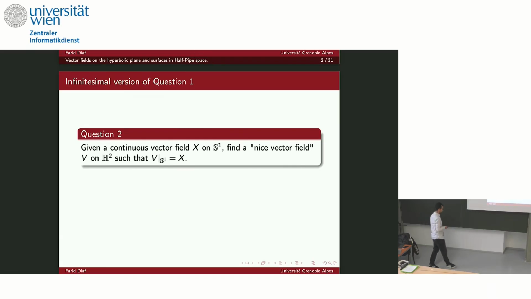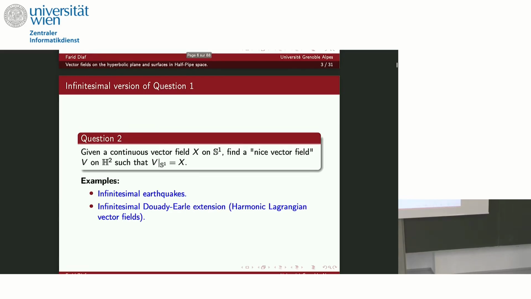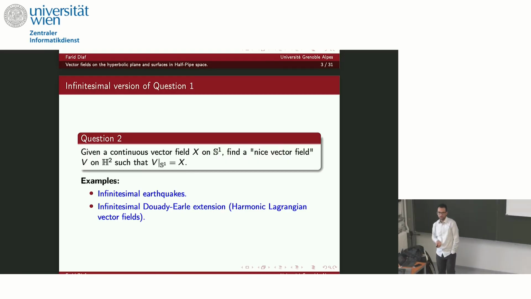Now I have a second question, which is an infinitesimal analog of the first one. This time I pick a continuous vector field of the circle, and then I want to find a nice extension of this vector field to the hyperbolic plane. Some nice extensions, for instance: we have the infinitesimal earthquake, and we have the infinitesimal Douady-Earle extension, which I like to think of as a harmonic Lagrangian extension. And actually, in this talk, I will explain harmonic Lagrangian extension rather than infinitesimal.